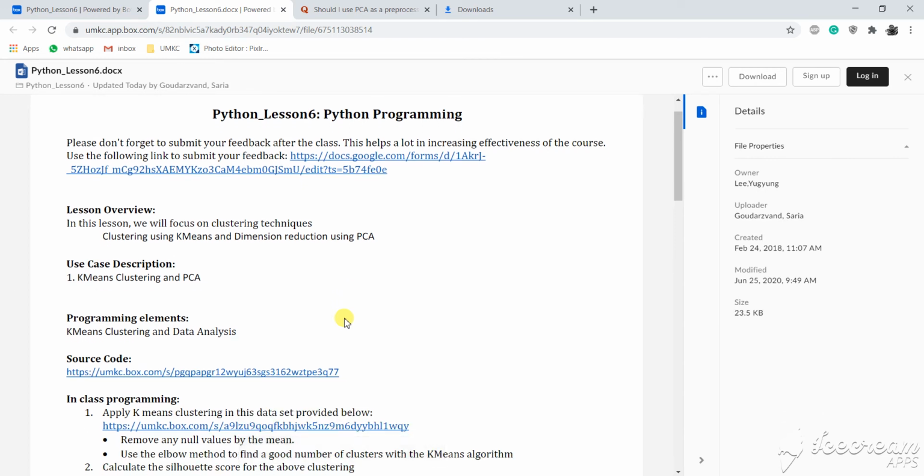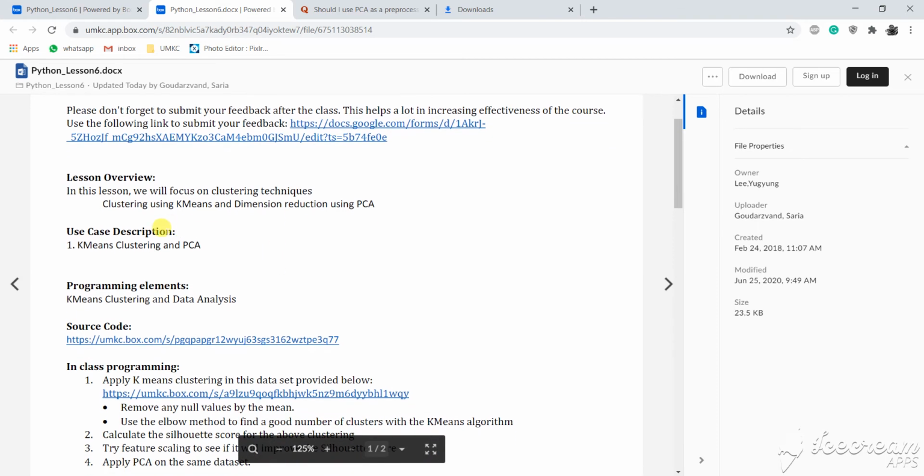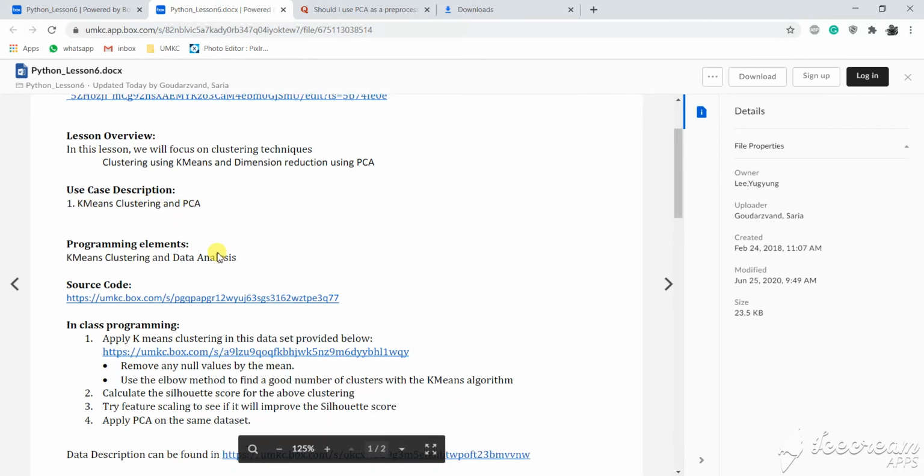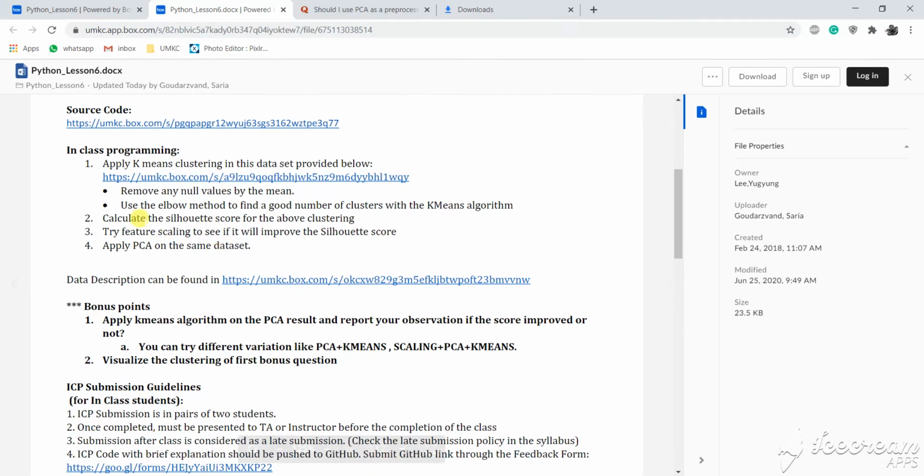Hi, in this video I'm going to explain what I have done for the ICP 6 of Python. In this lesson we have learned the basics of clustering, only one clustering algorithm, that is the K-means algorithm, and we know how to find the PCA value. In this part we have 4 questions and 2 bonus questions.